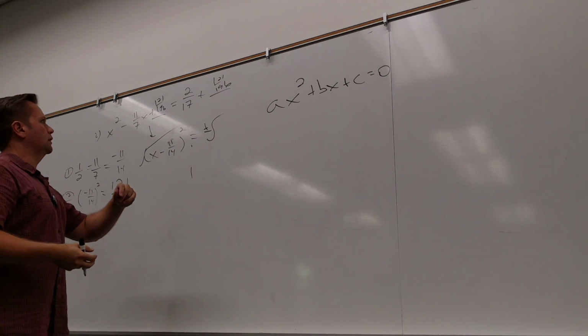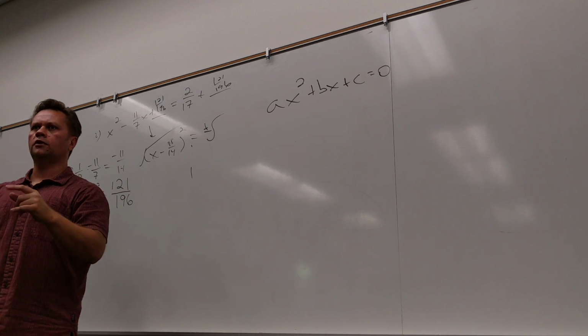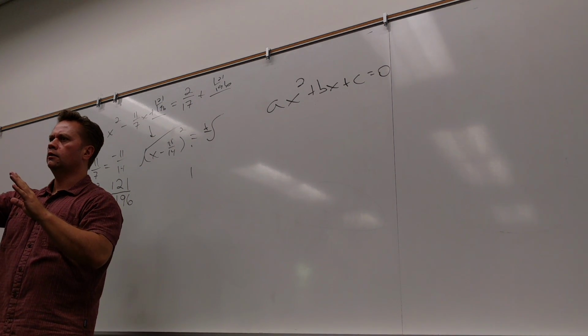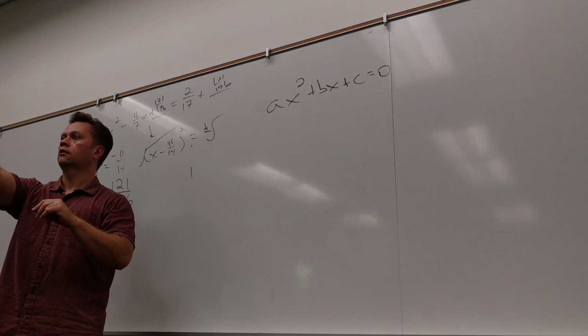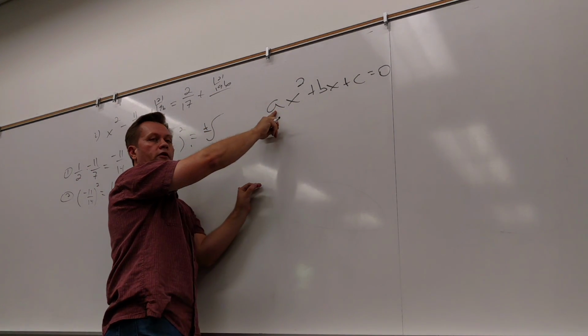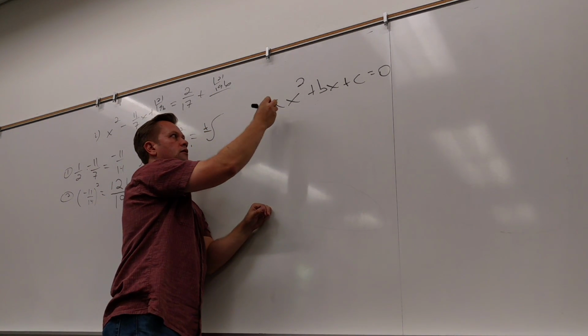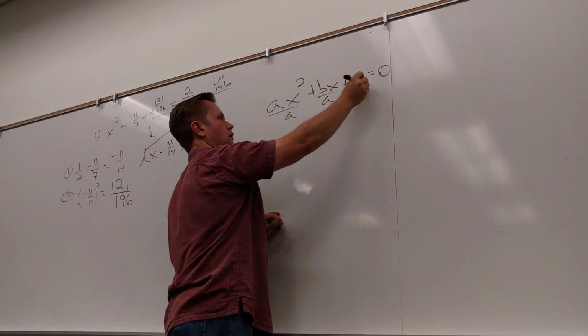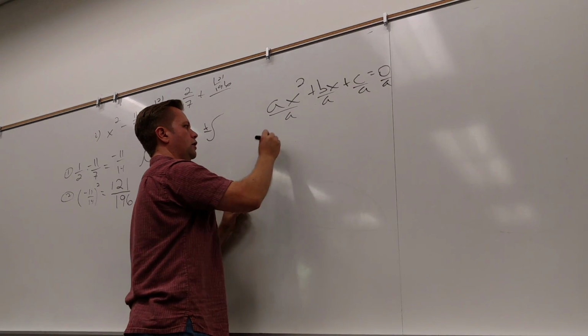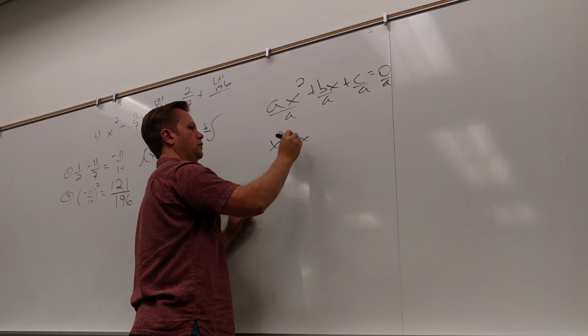What was the first thing we did? Take half and then square it. No, I can't do that yet. Why? Good. I have to get the x squared with the 1 in front. So what do I definitely have to do then? Divide by a. So we get x squared plus, there's still something in the wrong place.